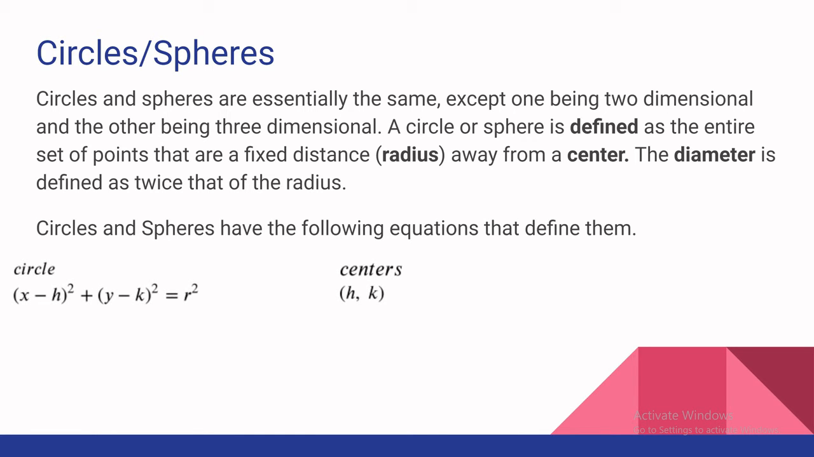So circles and spheres have the following equations that define them. A circle has the formula (x minus h) squared plus (y minus k) squared equals r squared. Does this look a little familiar? Well, it's just another form of the distance formula. For a sphere, similar to the distance formula, you have 3 variables, except everything is still squared. The circle will have (h, k) as a center, and the sphere will have (a, b, c) as a center. These both have radius r, so the radius will always be squared.